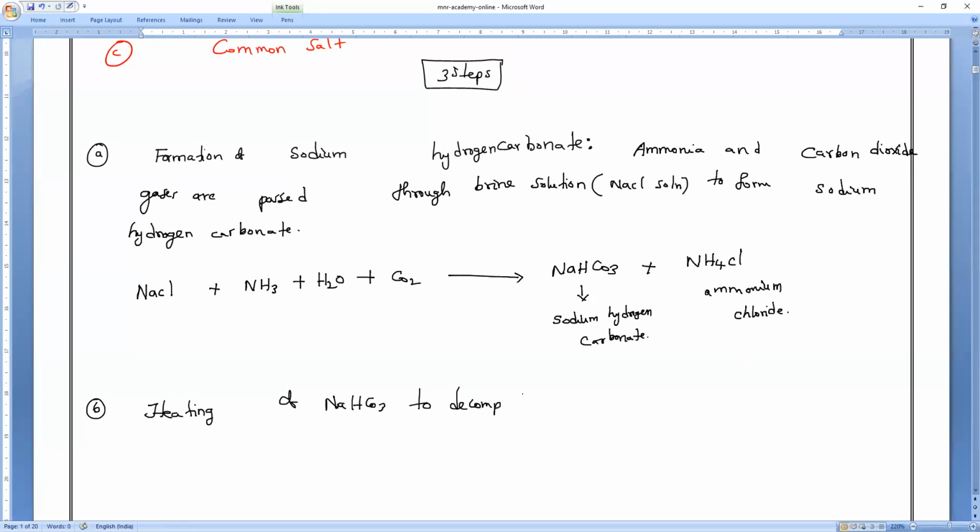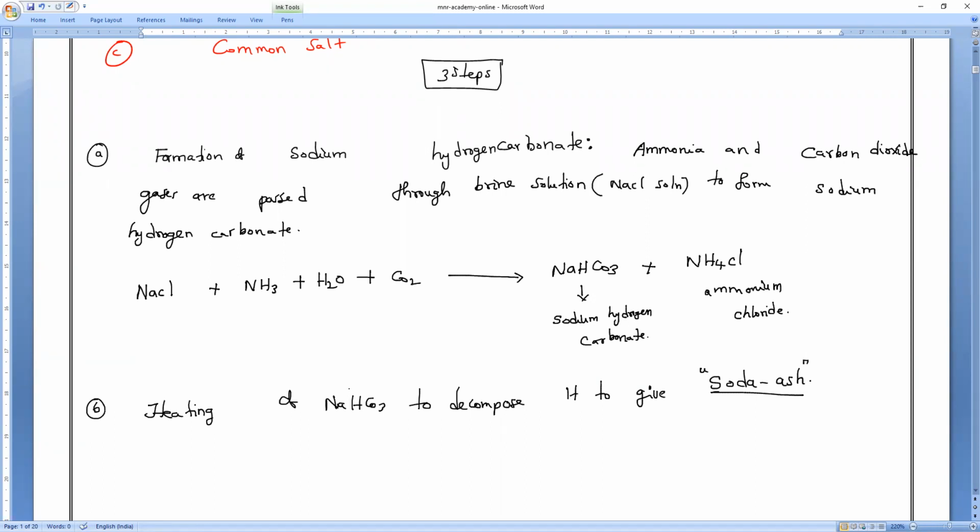What does it decompose into? Everyone respond. It will form into what? It will give soda ash. All of you remember that. Sir, what do you mean by soda ash? We'll discuss it. Now you just wait, hold it, and you make it.